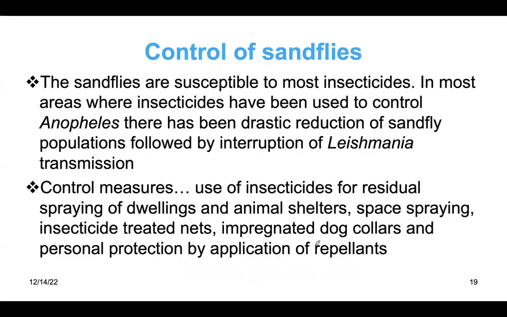So the control for sandflies: these are susceptible to most insecticides. In most areas where insecticides have been used to control Anopheles, there has been a drastic reduction in sandfly populations, followed by interruption of leishmania transmission. Control measures include the use of insecticides for residual spraying in dwellings and animal shelters, spraying insecticide-treated nets, impregnated dog collars, and personal protection by application of repellents. These are useful control measures for the sandflies.